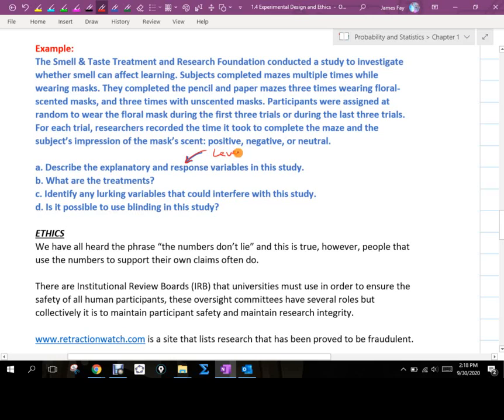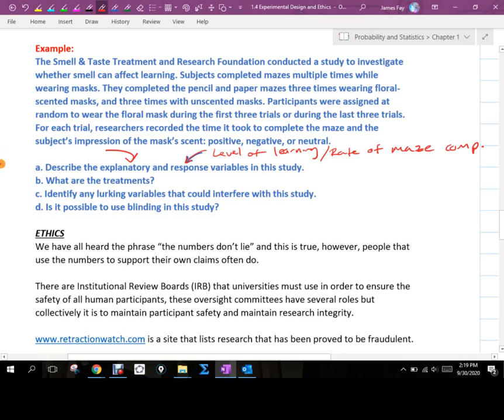Level of learning, maybe you could say rate of maze completion. Does that make sense? Which then we would correlate to saying that there was learning being done, a higher level of learning. What would be the explanatory variable? What is the thing that we're doing that is going to potentially change the level of learning or the rate in which the mazes are completed?